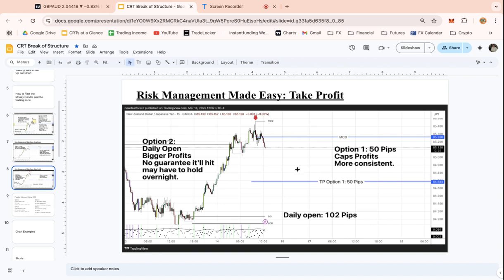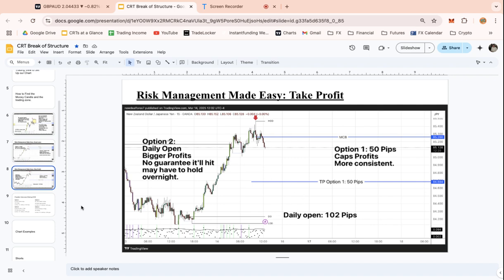Like in this example right here, 50 pips is just right here. The daily open is all the way down here. So you can either get 50 pips or you could possibly get 102 pips. All right. But which one is more likely? Which one is going to get hit first if price does continue downward? The 50, obviously. So imagine getting these consistently, or you can take the 102 pips, but you won't get that hit as often.